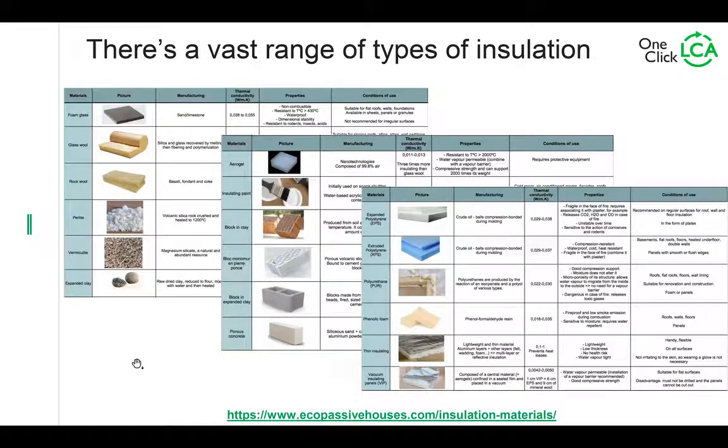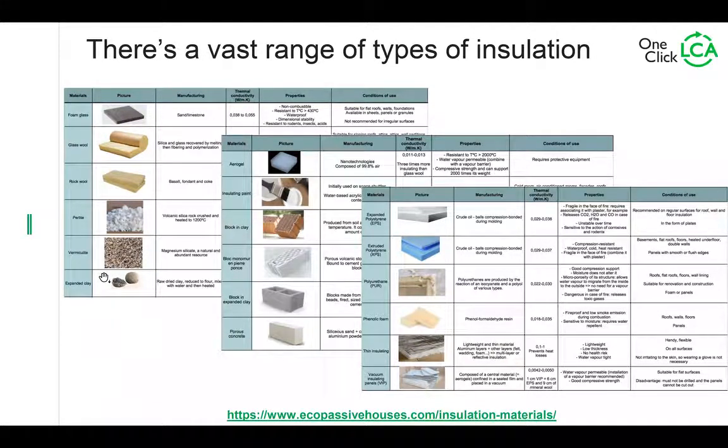With insulation, there's really a vast range of different insulation products available. So you have mineral-based. We can start with foam glass, glass wool, rock wool, perlite, vermiculite, expanded clay, and so on. And then we have a lot of chemical-based and combined. And in terms of plastic-based, we have several typologies. So we have EPS, XPS, PUR, and even others. If you want to read about them in detail, Ecopassive House's website has these summaries, which are quite interesting, I think. It's not necessary to understand all of them, really.